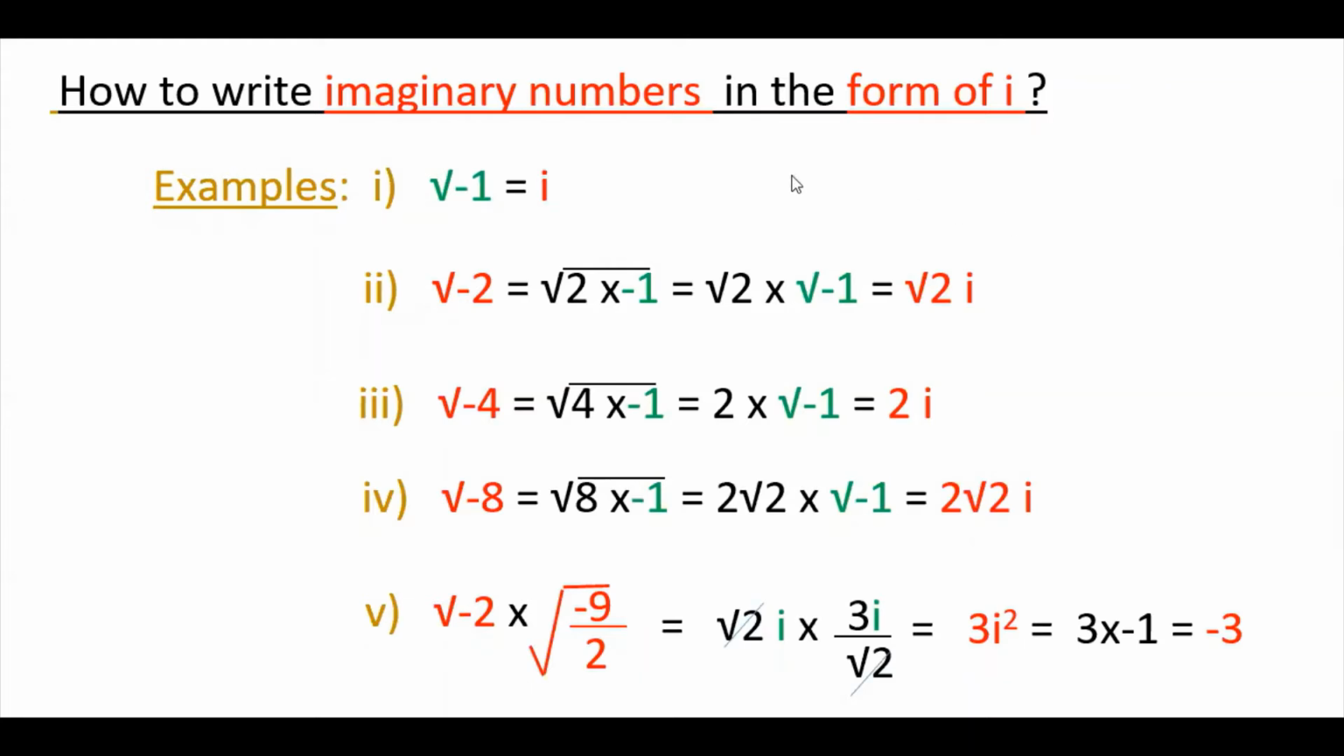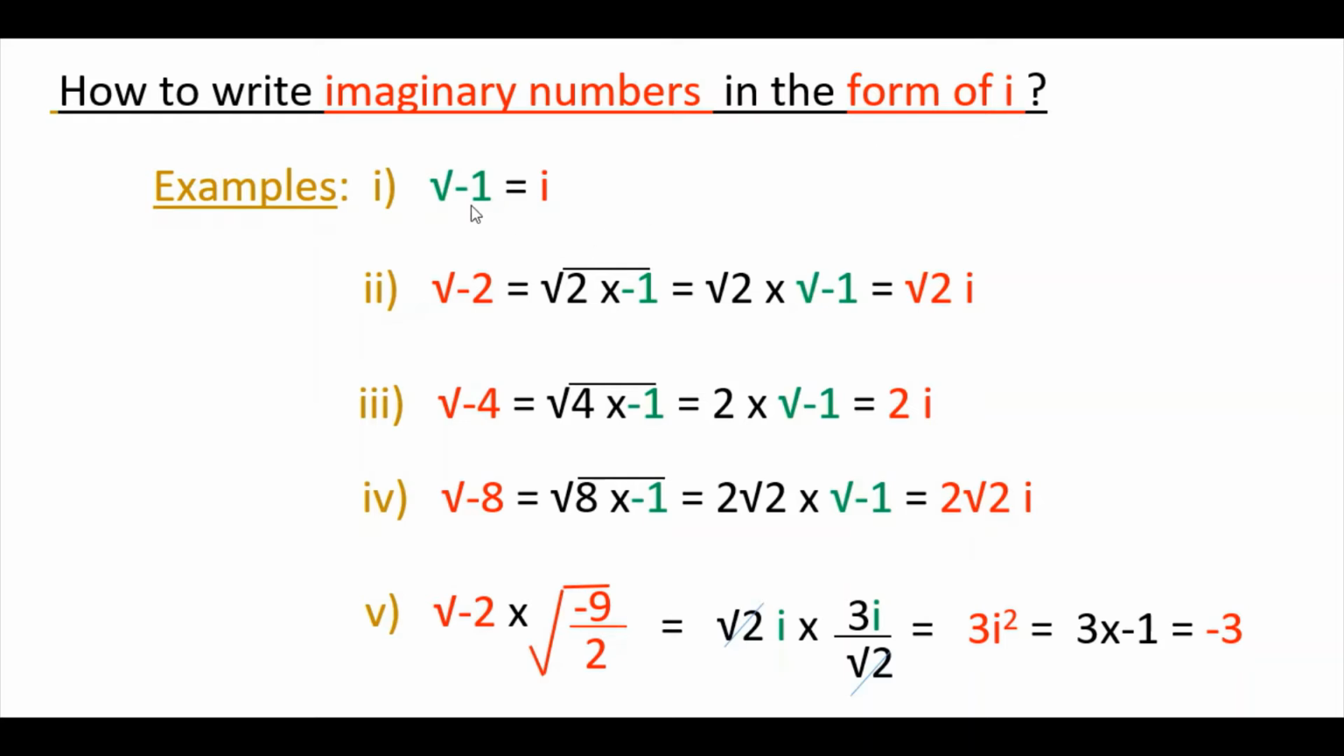Now, how to write imaginary numbers in the form of i? Imaginary numbers are the numbers which are root minus 1, root minus 2, root minus 4, etc. These type of numbers, the negative numbers in the square root, are called imaginary numbers. And these numbers we can write in the form of i. We have learned just now that root minus 1 is equal to i.